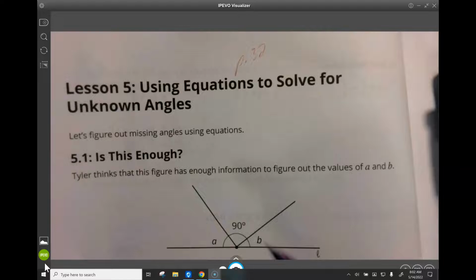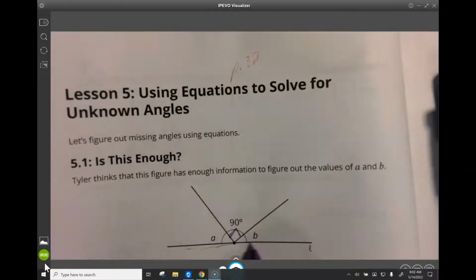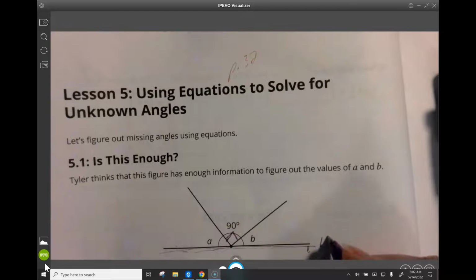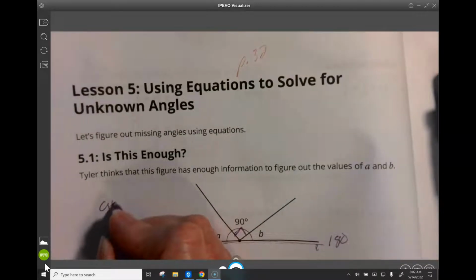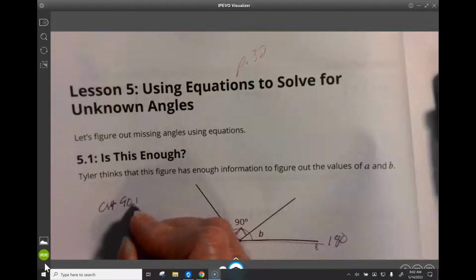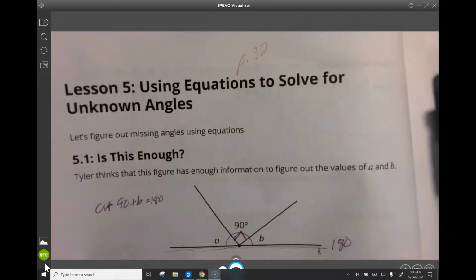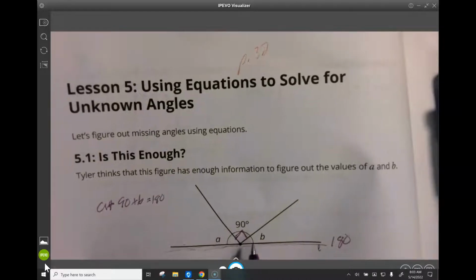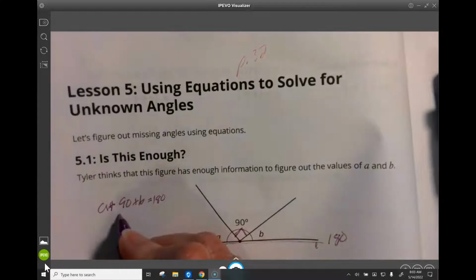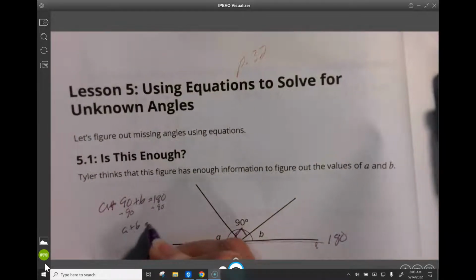So let's see. We know that this is a 90-degree angle, so we have 90 degrees. We know that this is 180 because it's a straight angle. So our equation would be A plus 90 plus B is equal to 180. Okay? Do we know A and B? Do we know if they're equal? We don't. Okay? So I'm guessing no, but let's keep going. So all I know I can do is subtract 90, and I get A plus B is equal to 90.